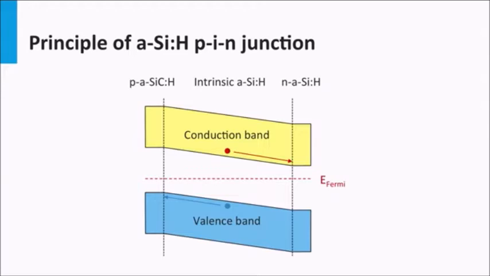A wafer-based crystalline silicon solar cell, discussed last week, can be considered as a diffusion solar cell. Diffusion is the dominant transport mechanism for the charge carriers in the absorber layer. An amorphous silicon solar cell is a drift device. The dominant transport mechanism in the absorber layer is drift.